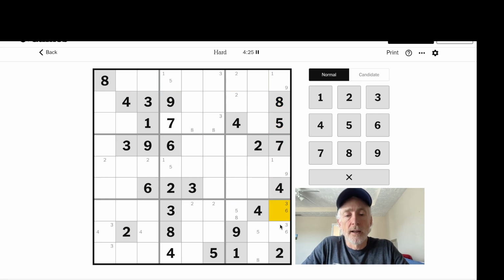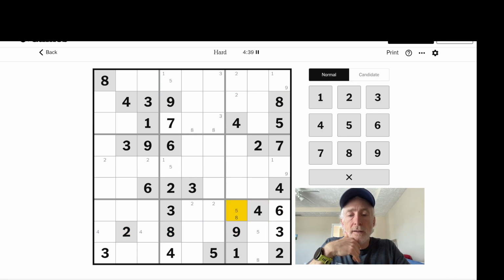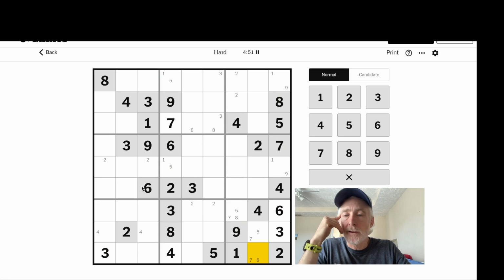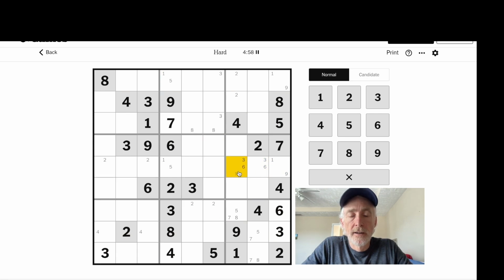Okay. And down here, we do have a 3 that sees this cell. So this is 6 and this is 3. And this 3 now sees this cell, so this is a 3. Let's come back over here. Now this is down to 5, 7, and 8. So now the 3 and 6 that we had looking into this box, the 3, 6 has to be here, so it's a 3, 6 pair.